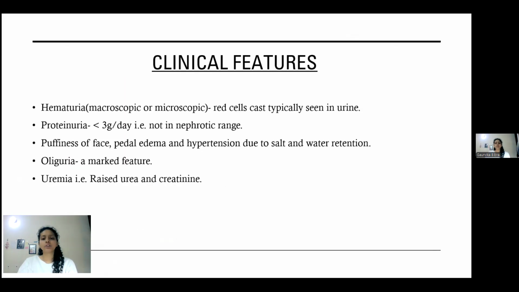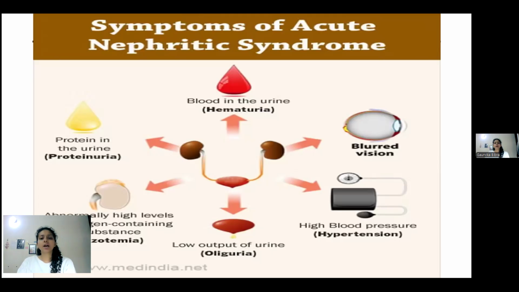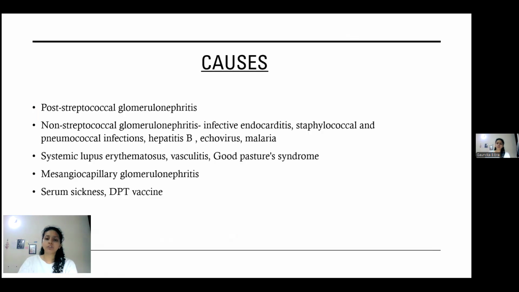Clinical features include hematuria, red cell casts typically seen in urine, proteinuria less than 3 grams per day, not in nephrotic range, puffiness of the face, pedal edema, and hypertension due to salt and water retention. Oliguria is a marked feature, and uremia, that is raised creatinine. Symptoms are blood in the urine, hematuria, proteinuria, abnormally high levels of nitrogen-containing substances, also known as azotemia, low output of urine, oliguria, hypertension, and blurred vision.